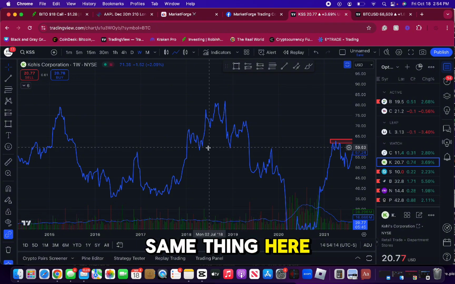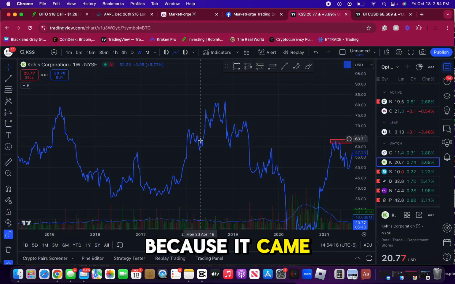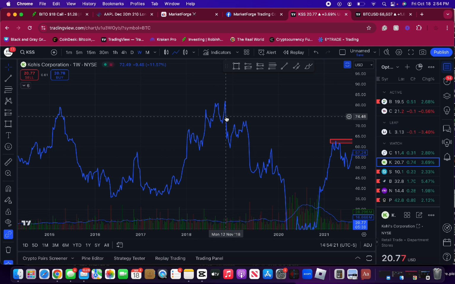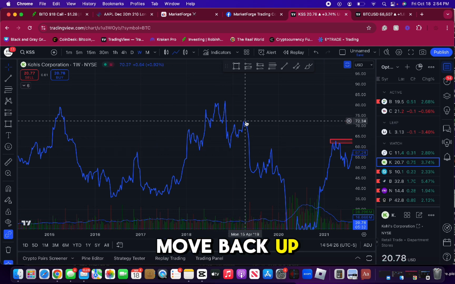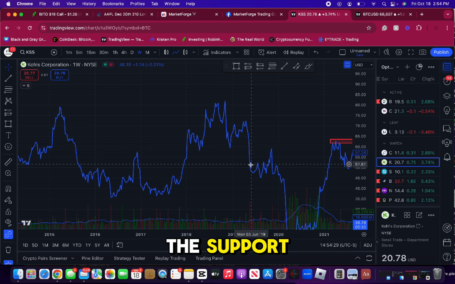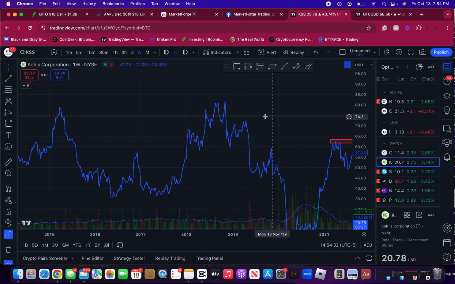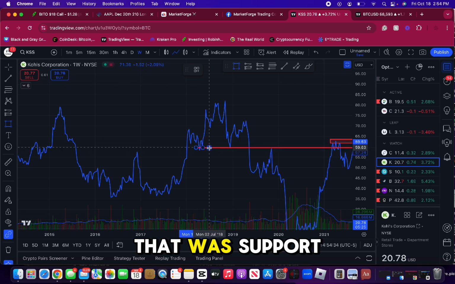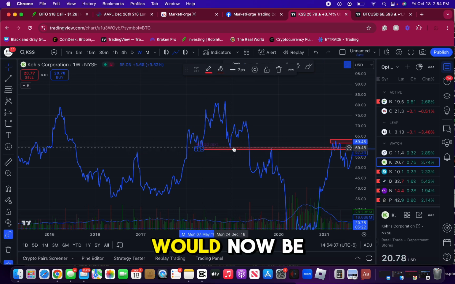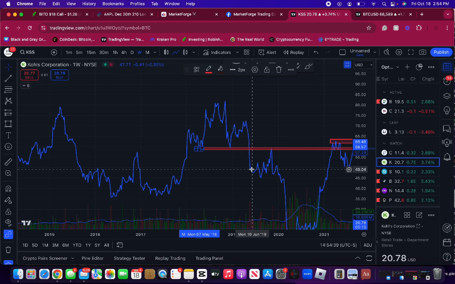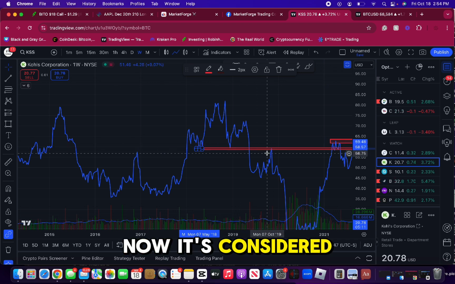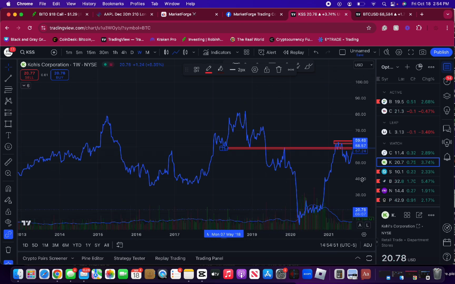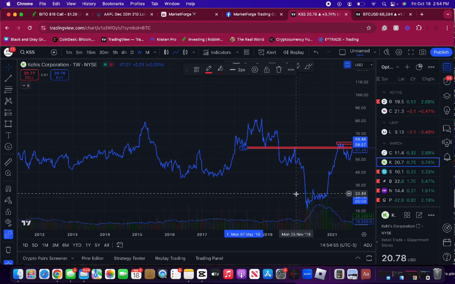Same thing here, strong support level, because it came down, moved back up, dropped off here, hit that same area, moved back up. This time went straight through the support. Now this area that was support would now be considered resistance. So broke through support, tries to come back up, same level. Now it's considered resistance, hits that level, and it was denied and moved back down.